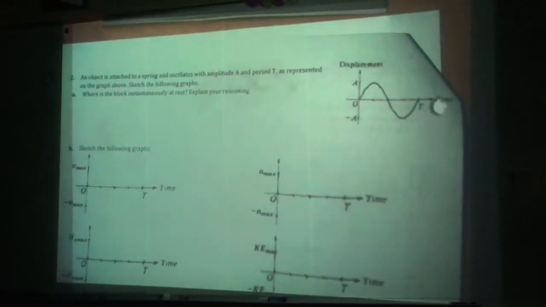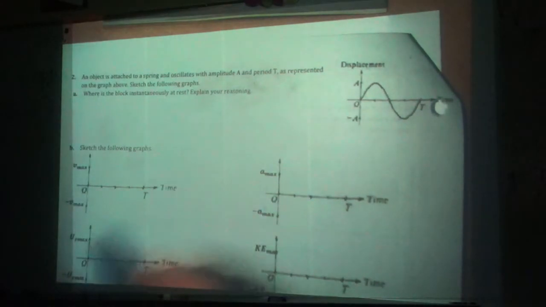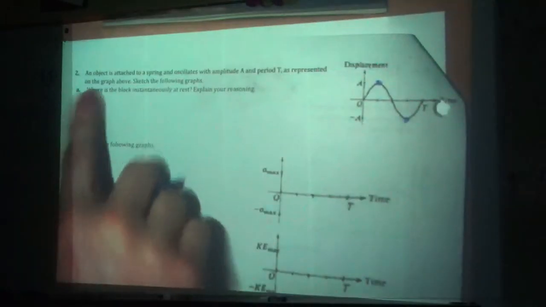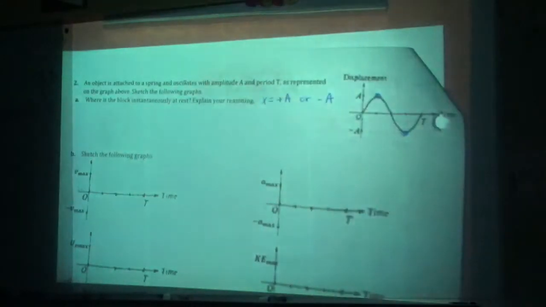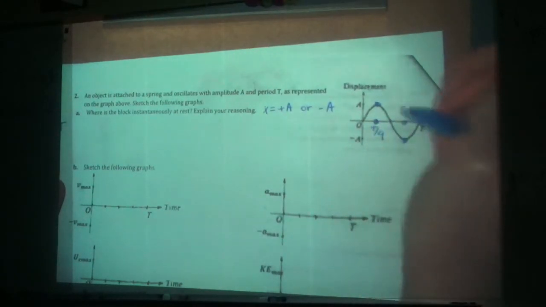Alright, an object is attached to a spring and oscillates with amplitude A and a period T as shown. Sketch the following graphs, but also I asked where is the block instantaneously at rest. So I actually asked where, I meant when. You could either say at x equals positive A or at negative A. Or you could have said at time T, if this is period T, then this would be T over 4, and this would be 3/4 T, so 3T over 4.